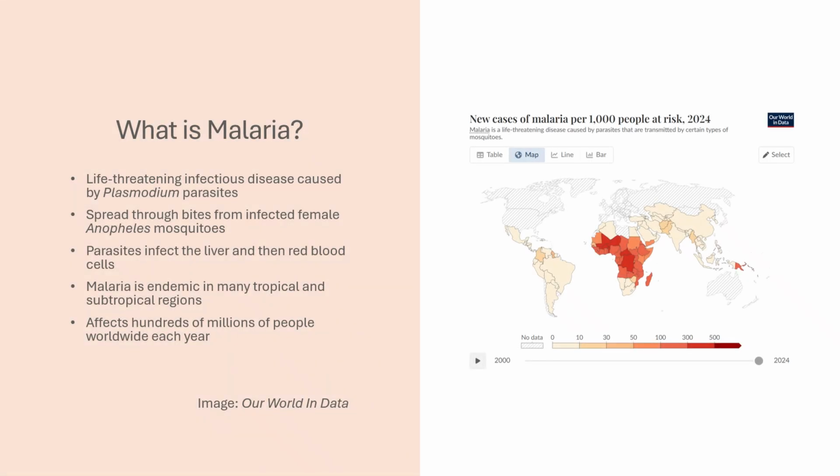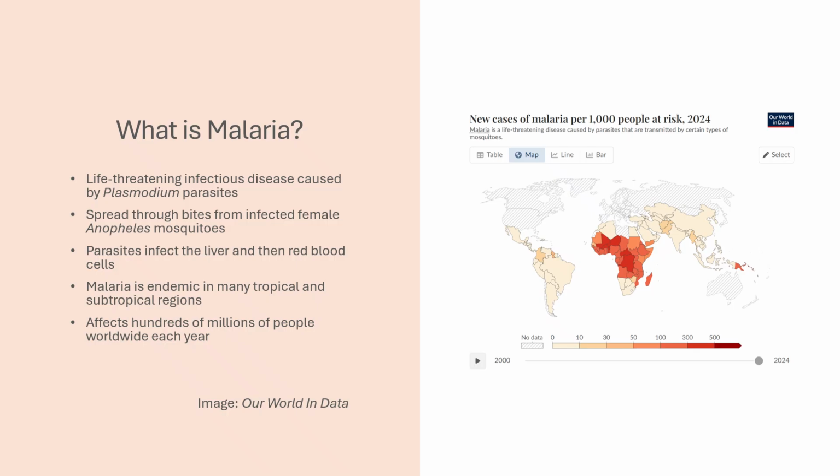So what is malaria? Malaria is a life-threatening infectious disease caused by parasites from the genus Plasmodium. It is spread through the bite of an infected female Anopheles mosquito. Malaria is most common in tropical and subtropical regions because warm temperatures and standing water provide ideal breeding conditions for mosquitoes.